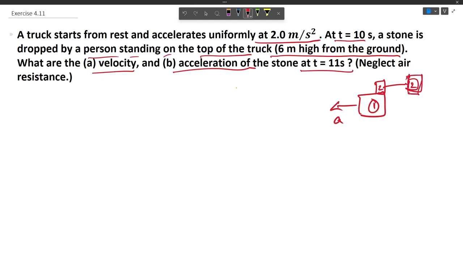Now here the same case is occurring. Body 1 is the truck and body 2 is the stone. A stone is being thrown by the man. So the moment the stone is thrown at 10 seconds, it will lose acceleration and it will go with constant velocity. So we have to find out the velocity at t equals 11 seconds and the acceleration of the stone at t equals 11 seconds. So let us proceed with the solution.